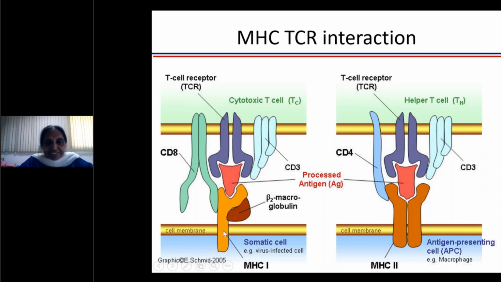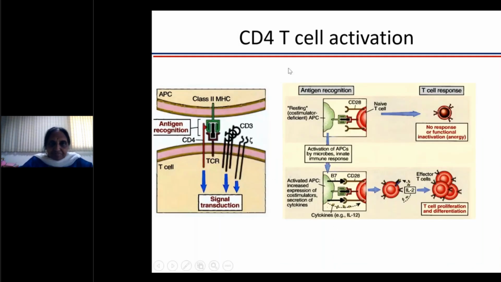So if you see here in this cartoon, you can clearly see that CD8 is binding to MHC class 1 and CD4 is binding to MHC class 2. So that gives us perfect binding. And some of you said that signal transduction, yes, but signal transduction in both of them happens via CD3. The CD3 molecule is present on all T cells. Okay. So this is how the activation will occur.